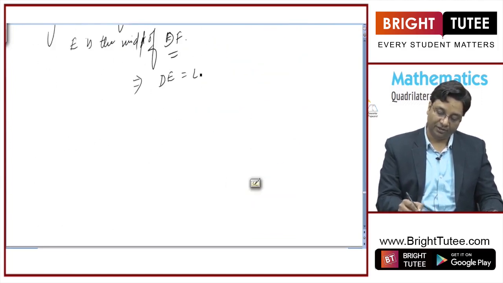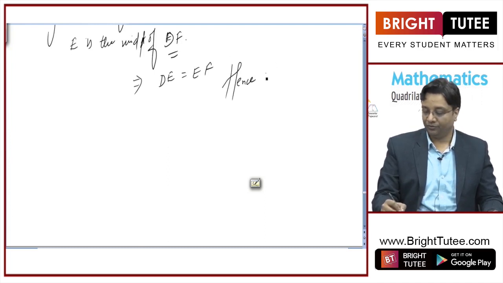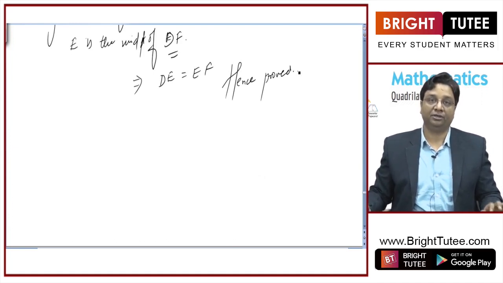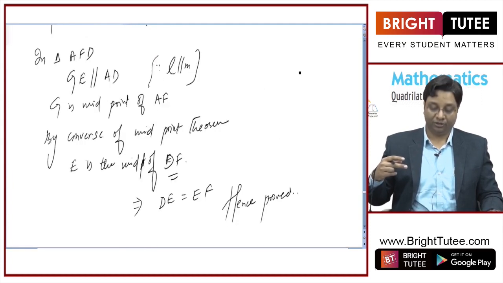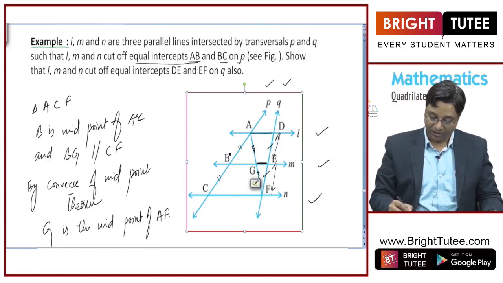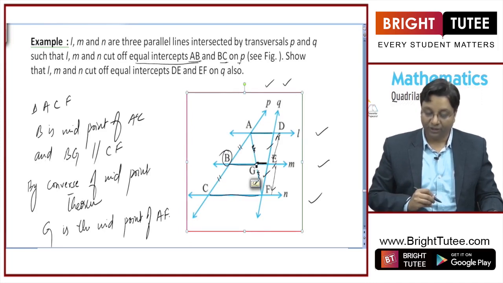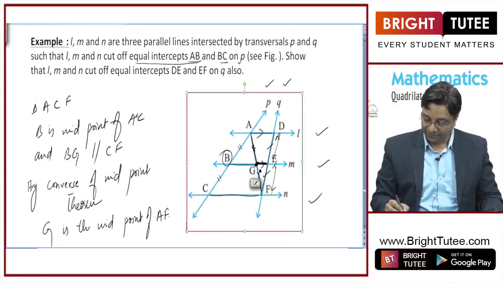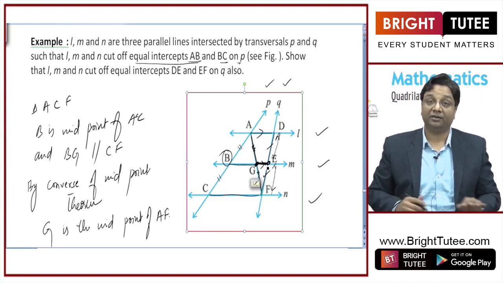DE is equal to EF. Hence, it is proved. Right? So you just made use of the midpoint theorem and the converse of the midpoint theorem on two triangles, and showed that E is midpoint of DF. So how did we proceed? We already knew that B is a midpoint and BG is parallel to this. So G became a midpoint by converse. Now we notice this triangle here. G is a midpoint and GE is parallel to AD. So E becomes a midpoint by converse of midpoint theorem.